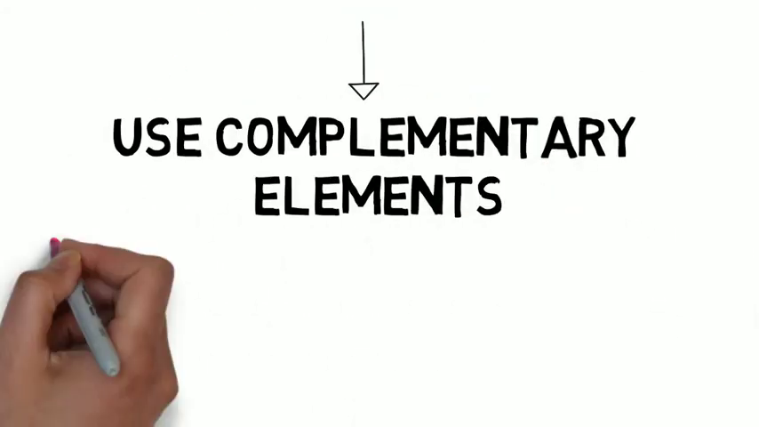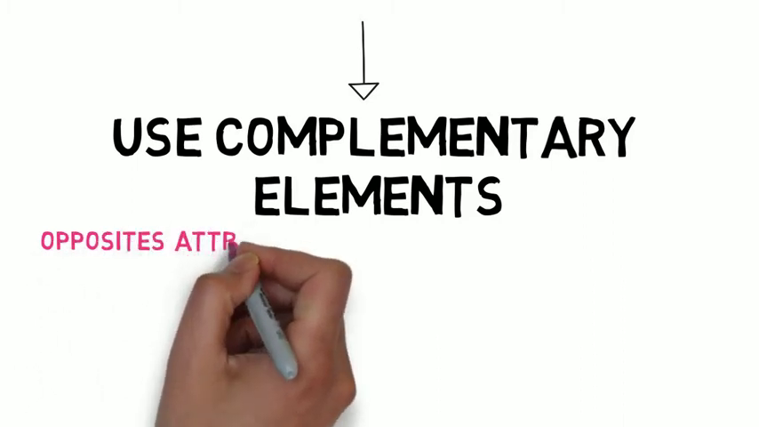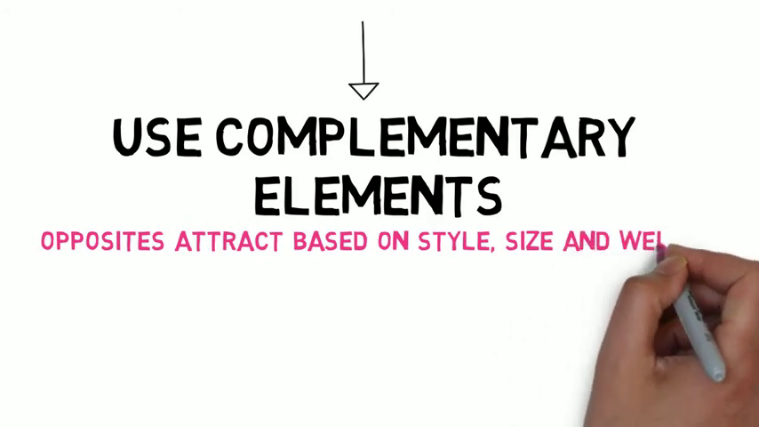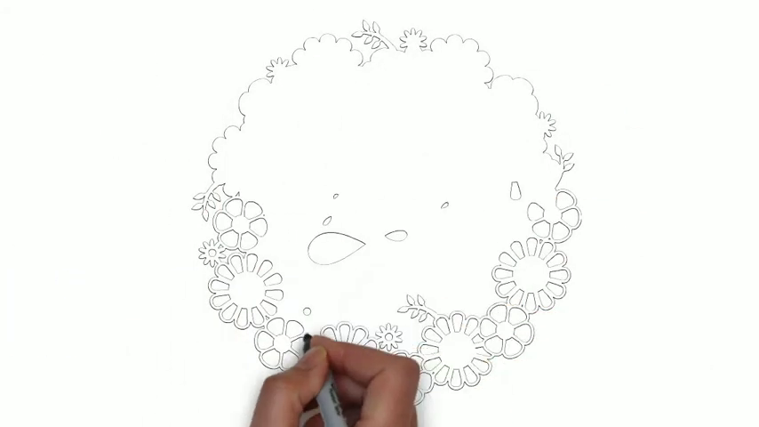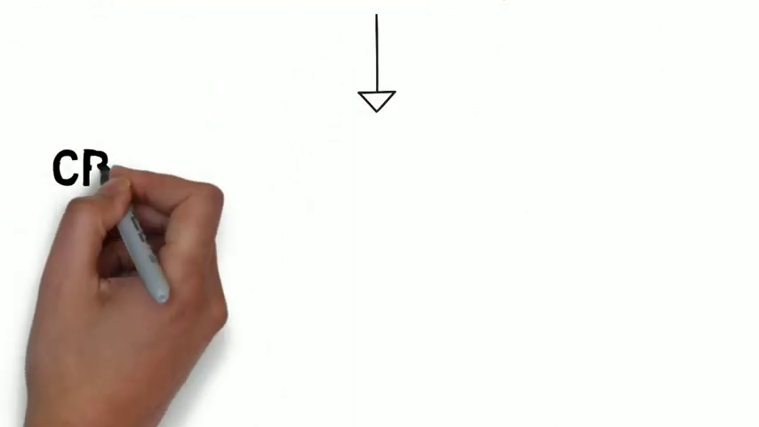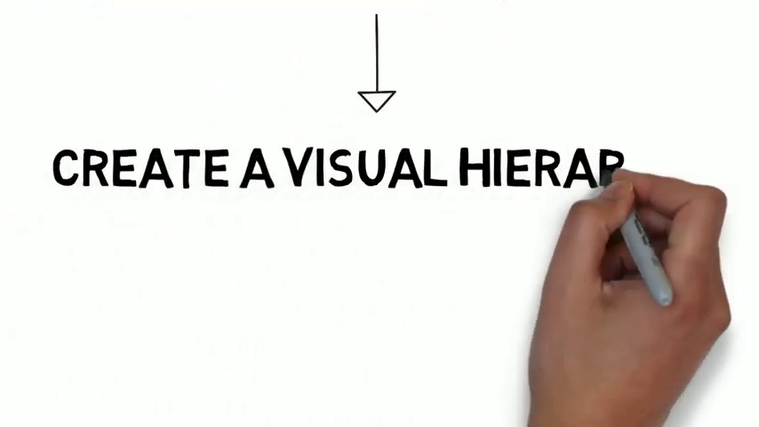Number 2, choose complementary elements by using the opposites attract rule. This is based on the element's style, size, and weight. So for example, a block colored flower would look great next to an outlined empty petal one, just like in this example.